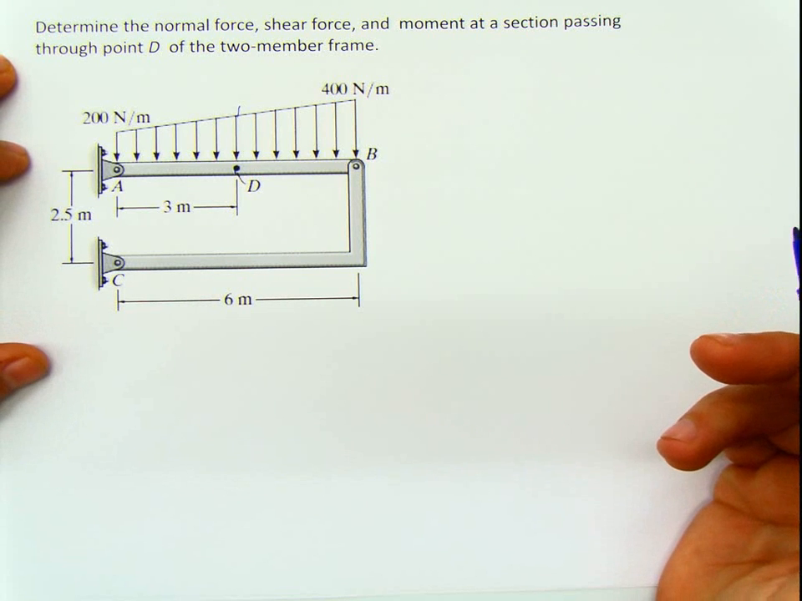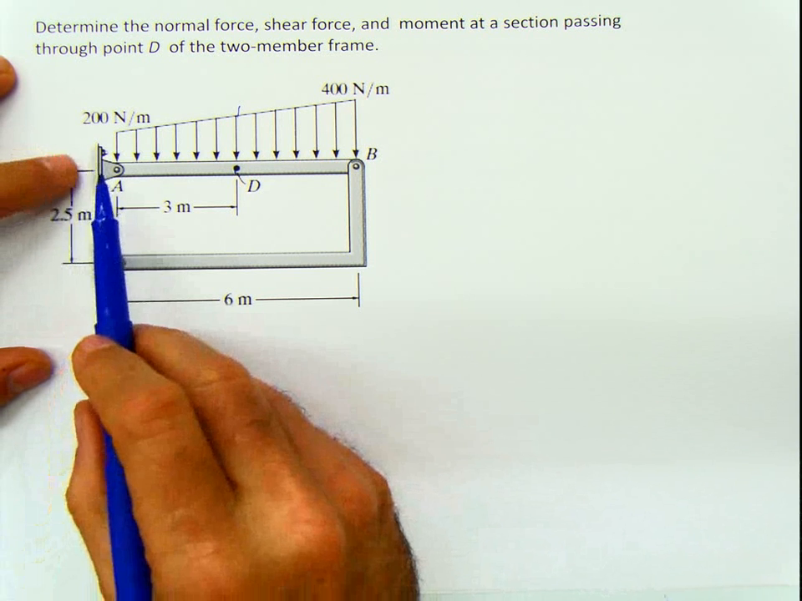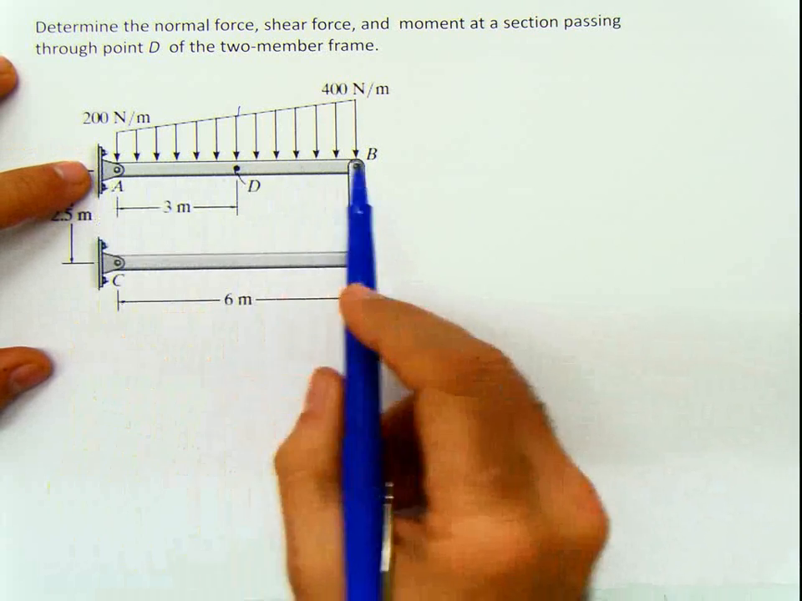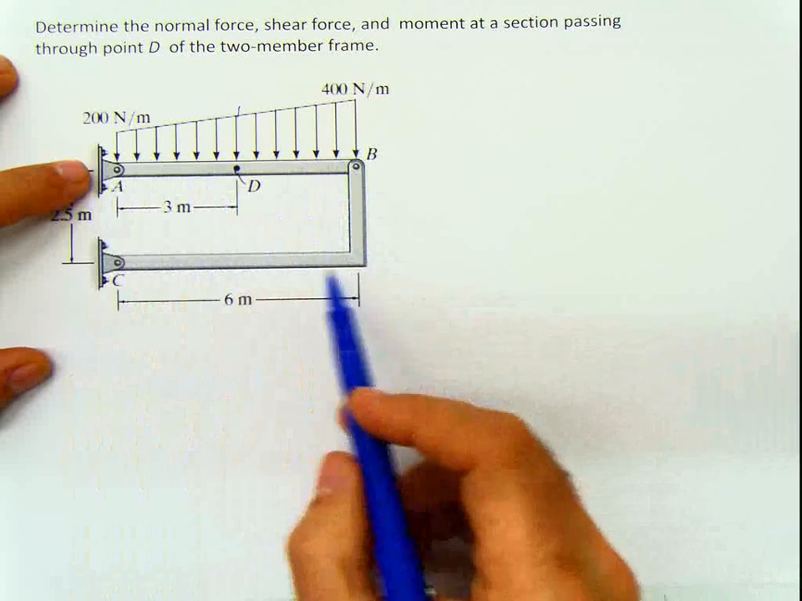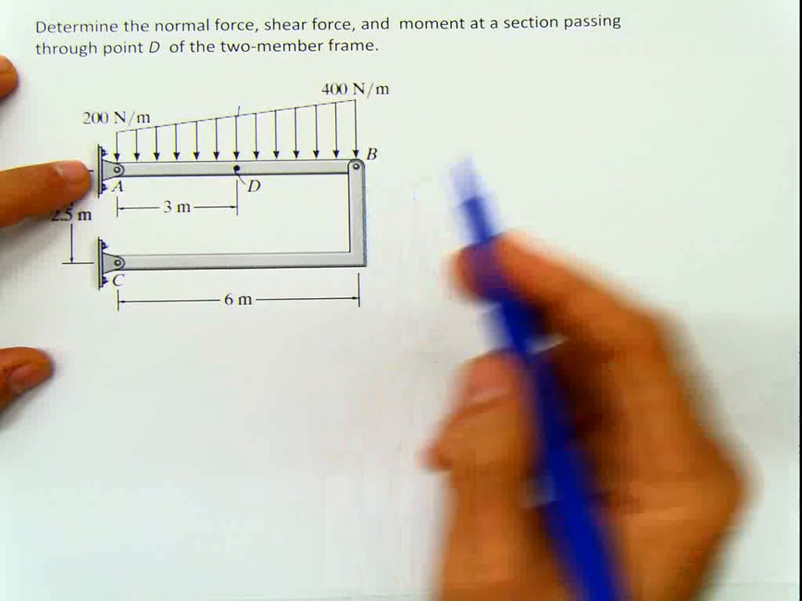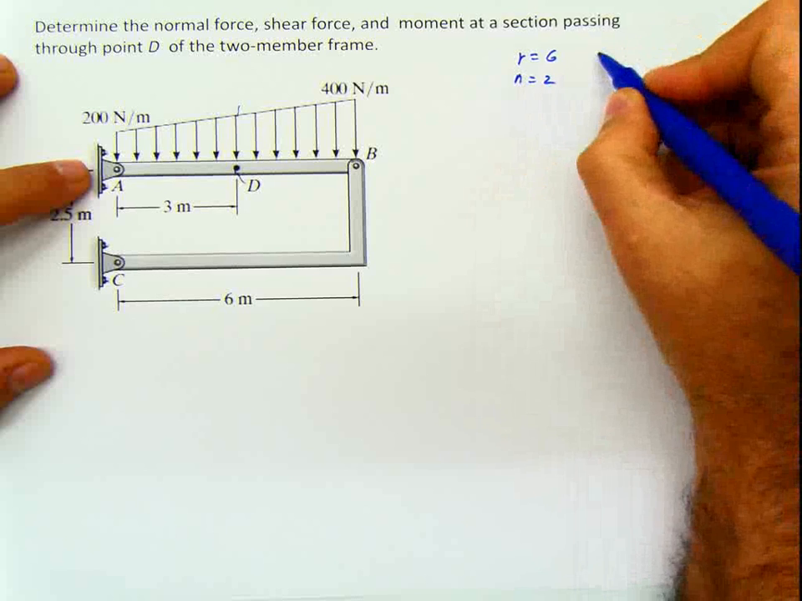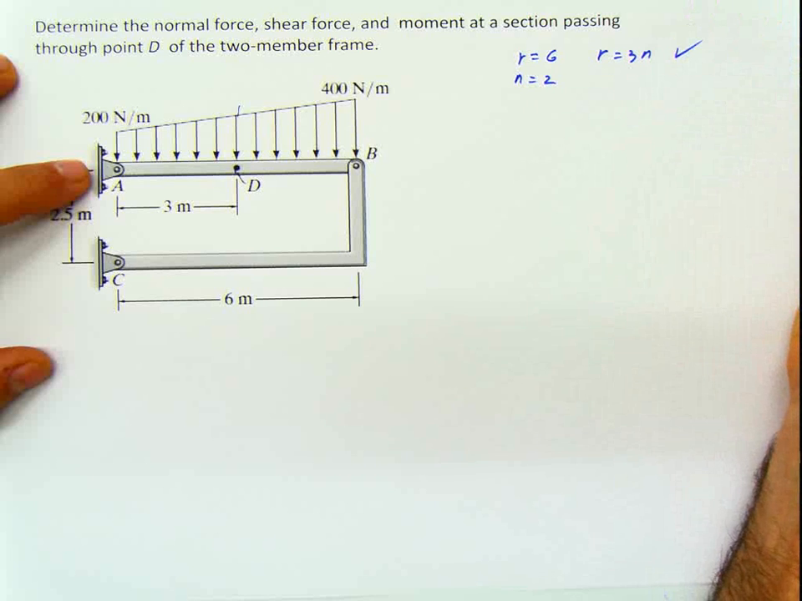That's not statically indeterminate. Remember, the other way of looking at this also is two reactions plus two internal forces. There are 2, 4, 6. So 6 is R, and 1, 2 is N. So R equals 6, N equals 2, and R equals 3 times N, which means it's statically determinate.